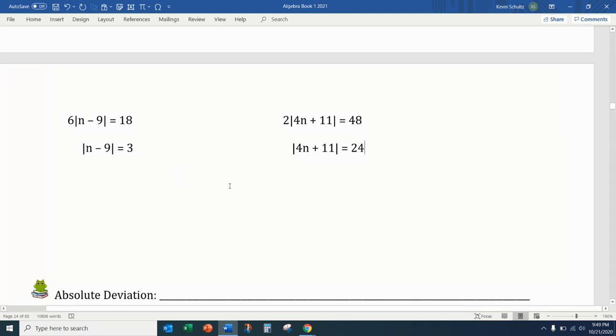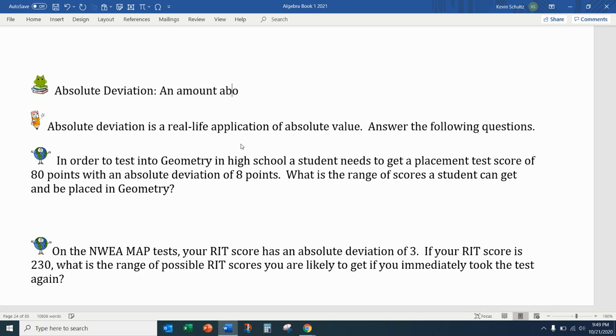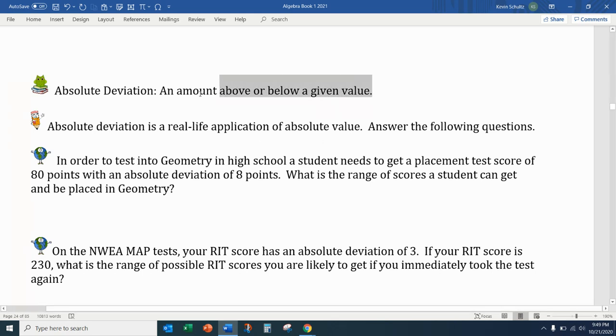Okay, and that brings us to absolute deviation. An absolute deviation is kind of an application of absolute value, but with numbers other than 0. So our definition for absolute deviation is going to be an amount above or below a given value. And all of these examples here are real life applications because you've probably run into a situation like this before.